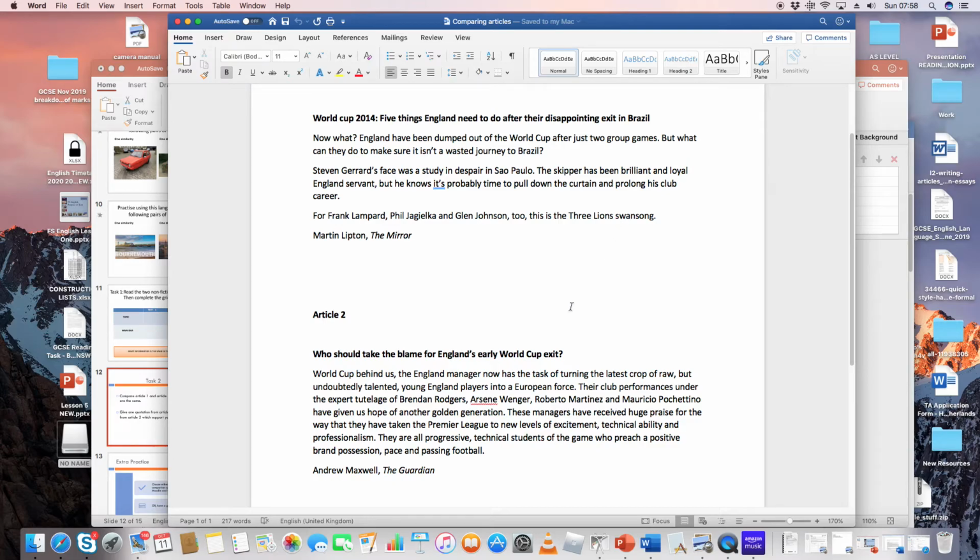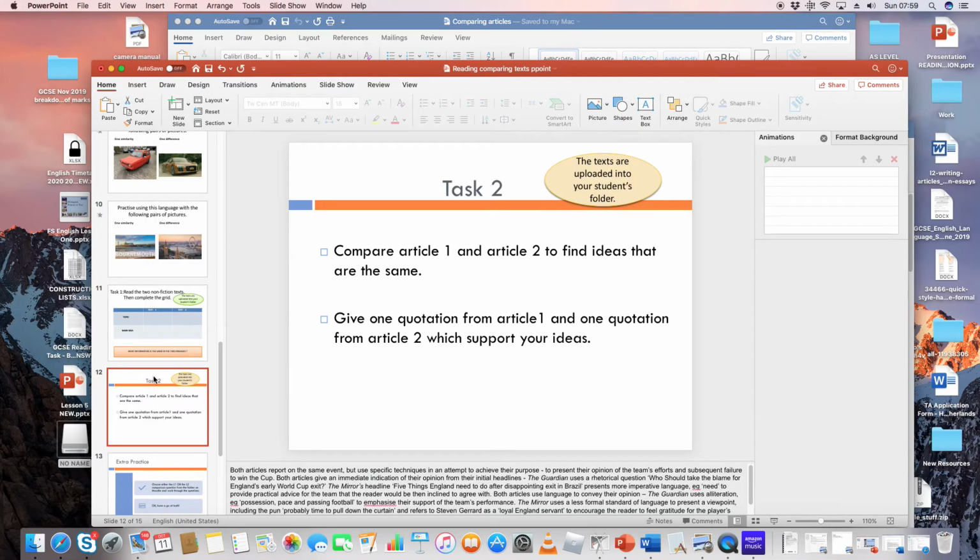Whereas the second one you could say is looking at who needs to start. This is looking to the future. So it could be answering with: they are all progressive, technical students of the game, who feature positive, brand possession, pace and passing football. So this one's talking about who needs to leave. This one's talking about who needs to start and what the future is. Okay, good. So if you go back to the PowerPoint.